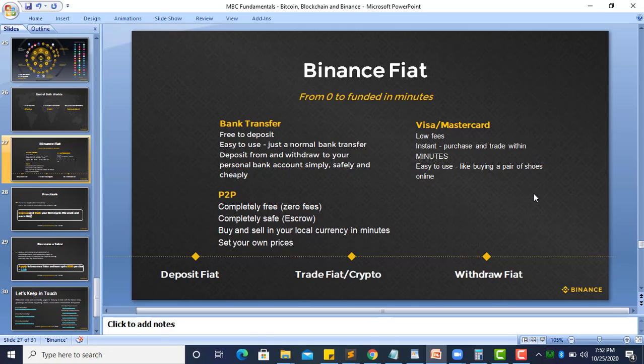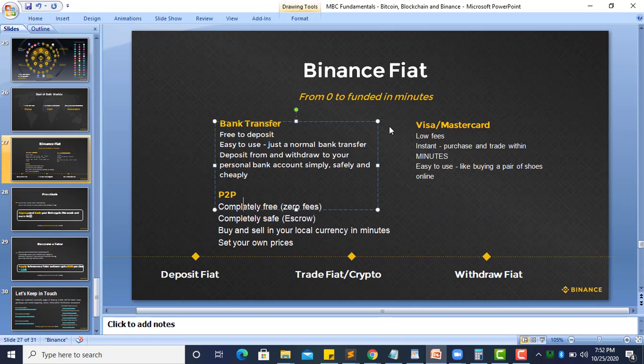So like I said before, we have bank transfer. You can transfer using your bank. You can pay using your Visa card. Like here in Nigeria, we can use our Naira to deposit into their bank account straight, and it's going to be confirmed instantly. You can also do peer-to-peer transfer, which doesn't attract any fee. That one is there also, and it's protected by escrow. That means it is completely safe.